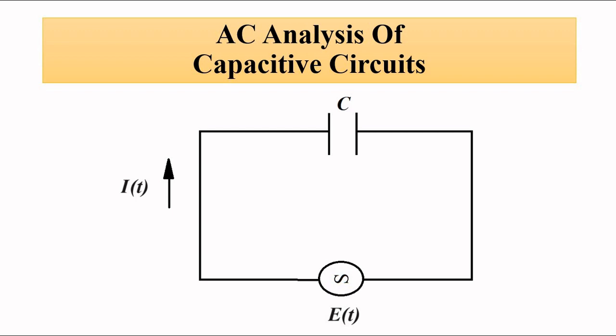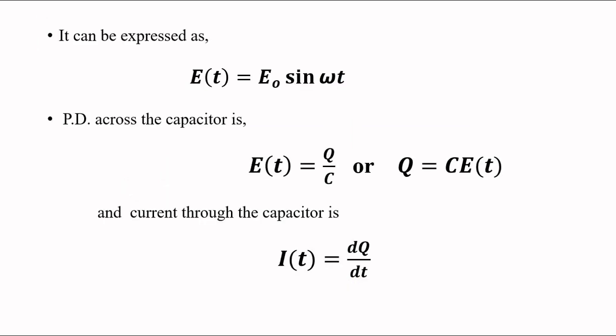Here we have a purely capacitive circuit consisting of a capacitor and an alternating EMF or voltage e(t), which produces a time varying current i(t). How does it happen? First we have the alternating voltage, expressed as e(t) = E0 sin(omega t). E0 is the amplitude, omega is the angular frequency, and t is the instantaneous time.